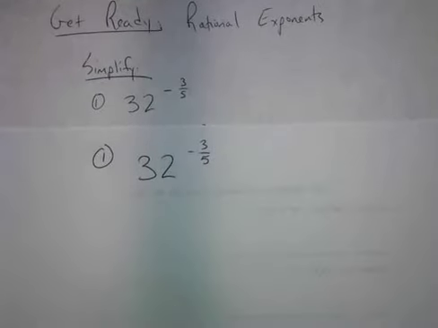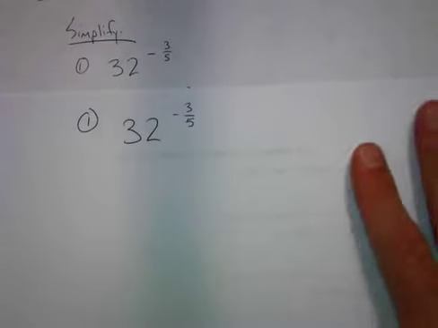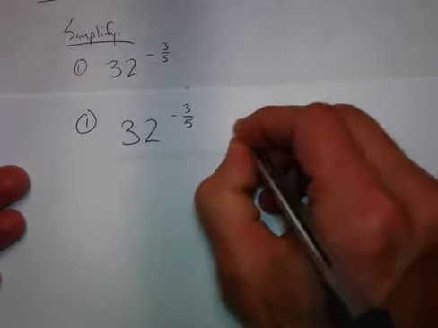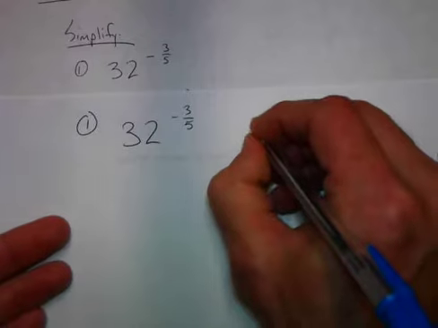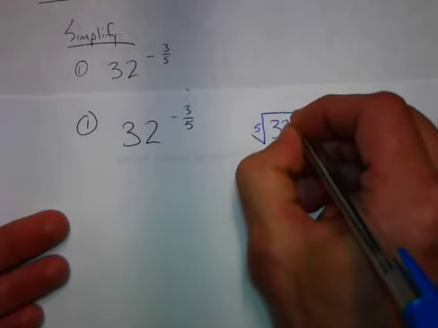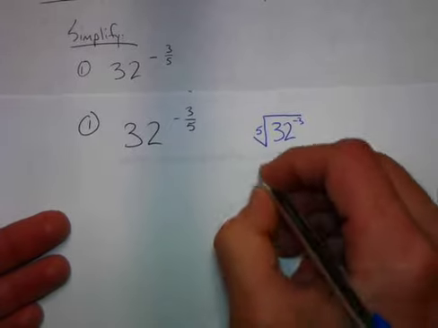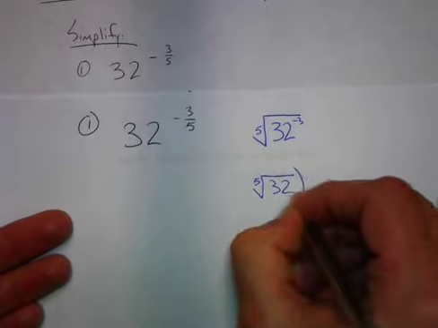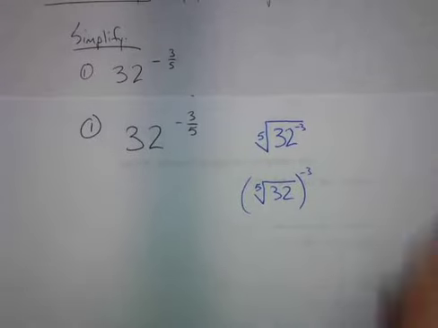Now, based on the note that we just took, there are a couple of things that we can do. We can use what we said. We could say we then would have the fifth root of 32 raised to the negative 3 power. You can do either of those approaches.